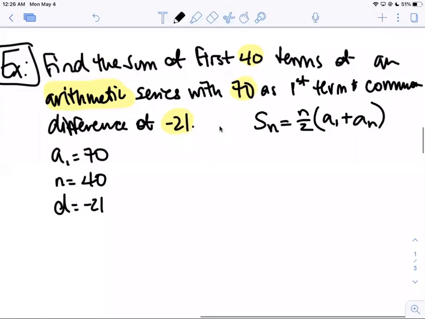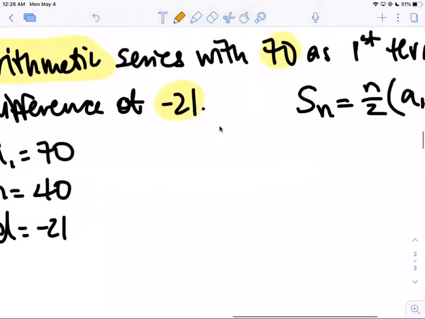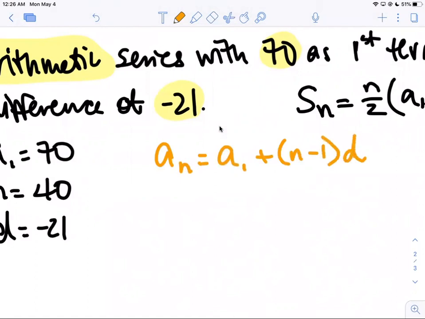Now, the reason I need my common difference here is I don't have a sub n. I need to find a sub n before I can plug into this. But given a sub 1 and n and d, I have plenty of information and I can easily find that value. I can easily do a sub n equals a sub 1 plus n minus 1 times d. That's why we did sequences first, so they can use that formula when I'm doing series if needed. I know a sub 1 is 70. I know d is negative 21. And I know n is 40.